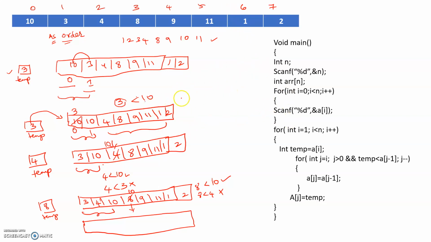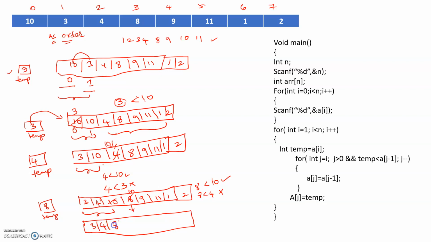8 will be compared with 4. Now 8 is greater than 4, so the condition is false. So whatever the temporary value you are having is copied into the specific position. Why? Because it is moved to the next position. So here we are going to overwrite your value. So now what will we get?